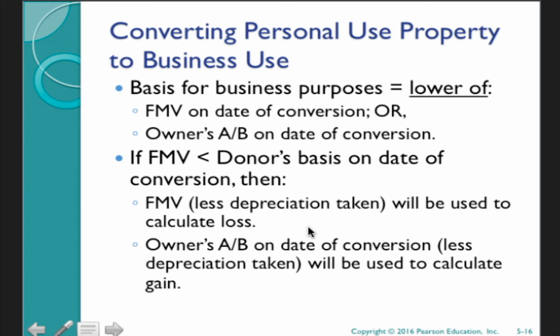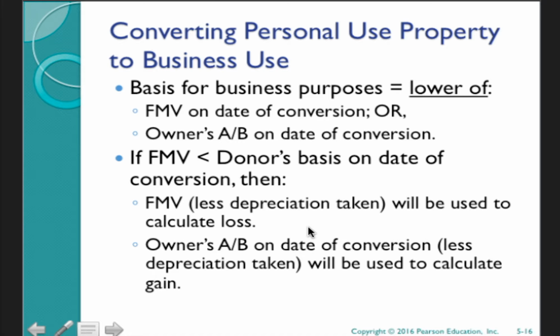Converting personal use property to business use. So for business purposes, the basis is the lower of fair market value on date of conversion or the owner's adjusted basis on that same date. If the fair market value is less than the donor's basis whenever the property is converted, then fair market value less depreciation is used to calculate the loss, and the owner's adjusted basis on the date of conversion will be used to calculate gain. And both of those are less depreciation taken.